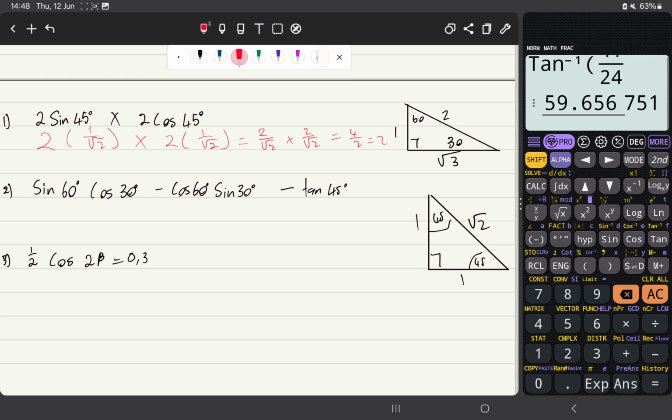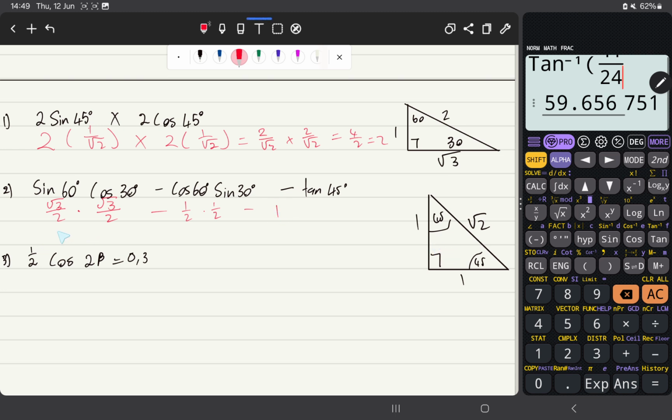Let's do the next one. The next one there, it's sine 60. So sine 60, opposite over hypotenuse, is square root of 3 over 2. Cos 30, adjacent over hypotenuse, is square root of 3 over 2. Then minus 60 cos 60. Cos 60 is 1 over 2. Sine 30 is also 1 over 2. Tan 45 is just 1.